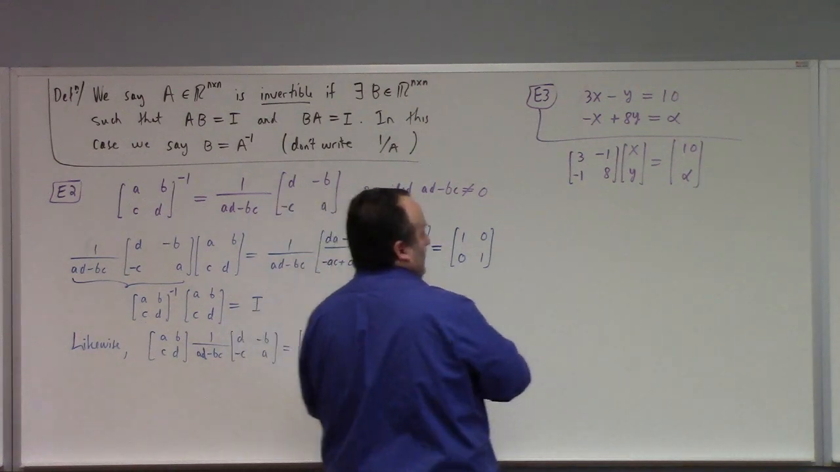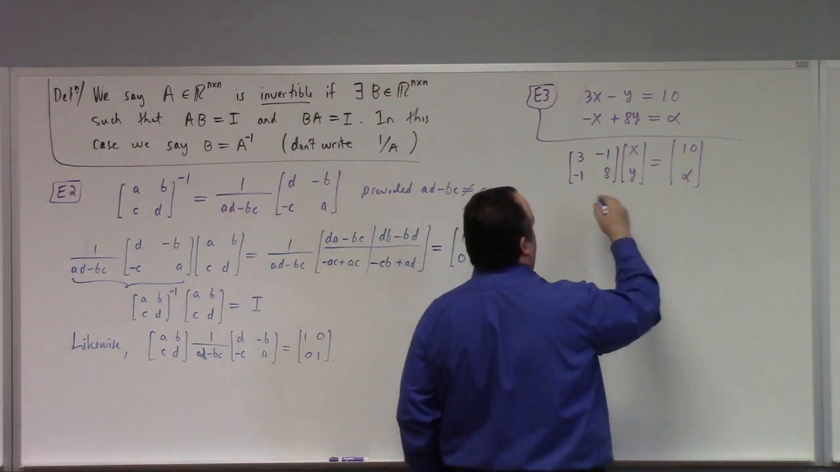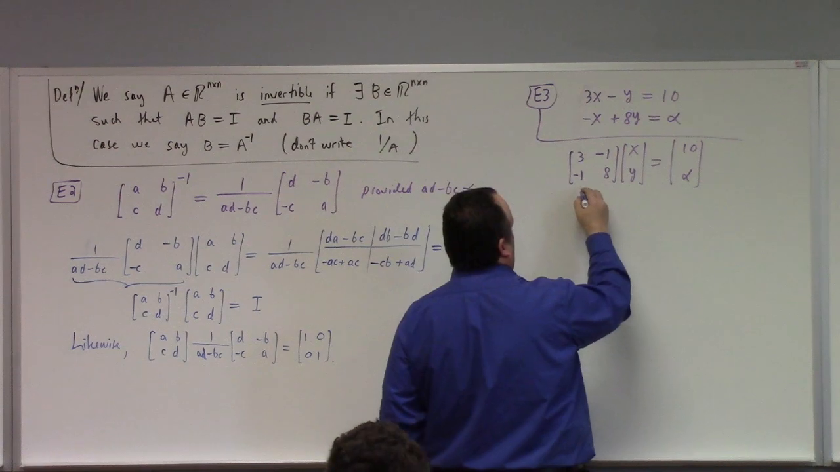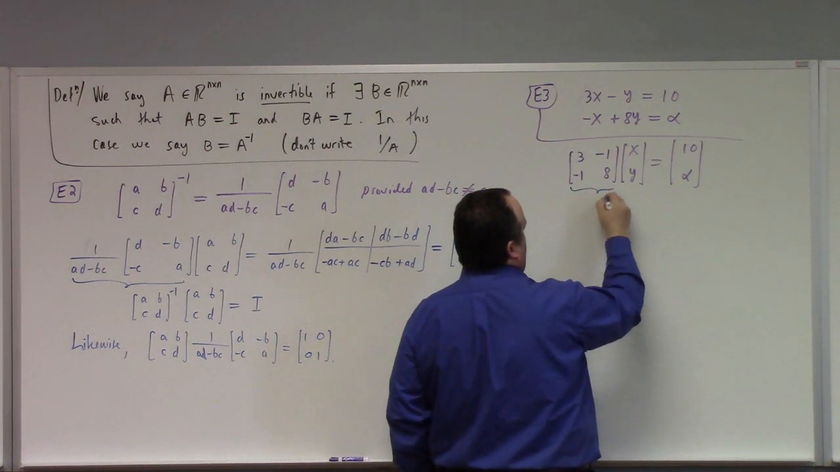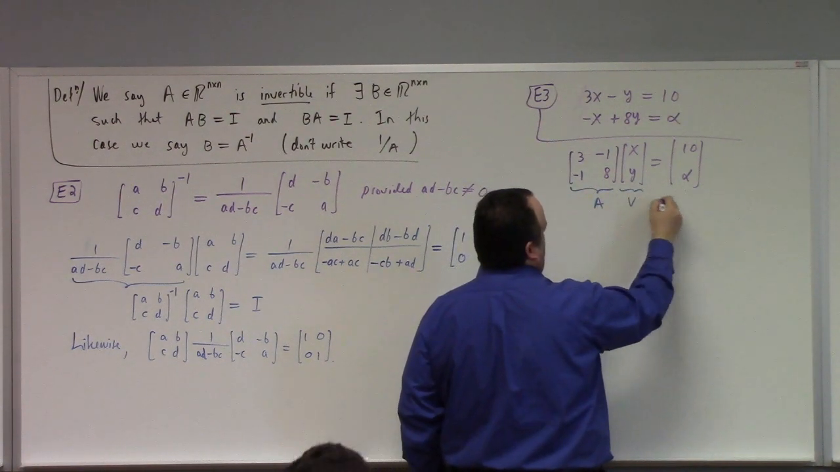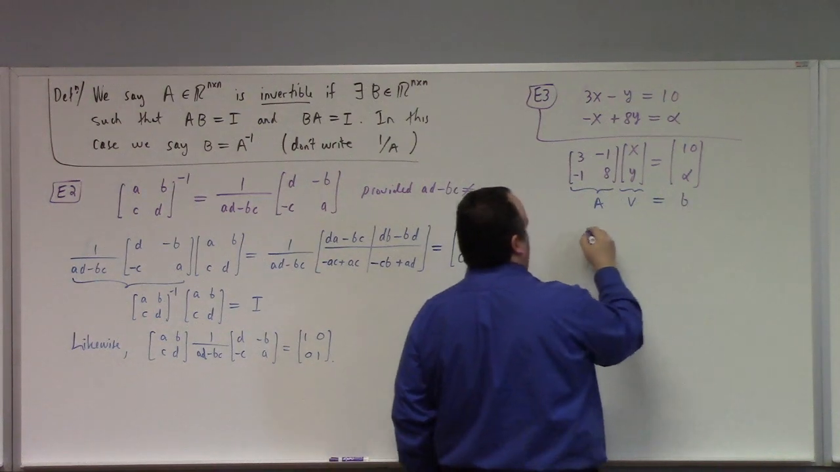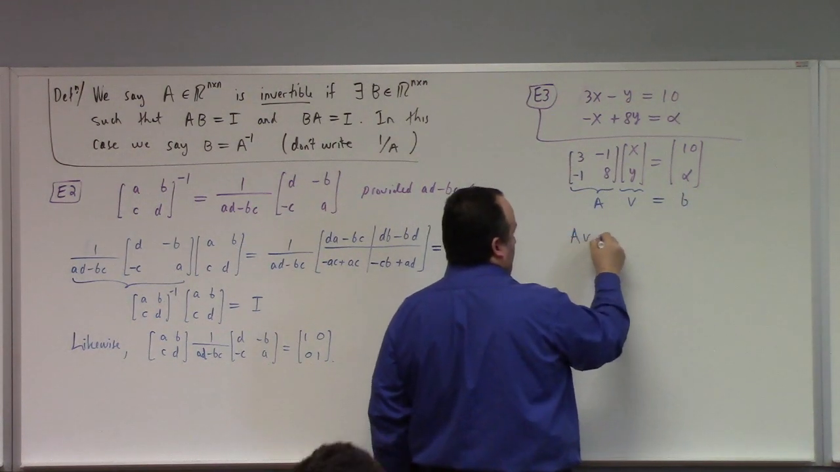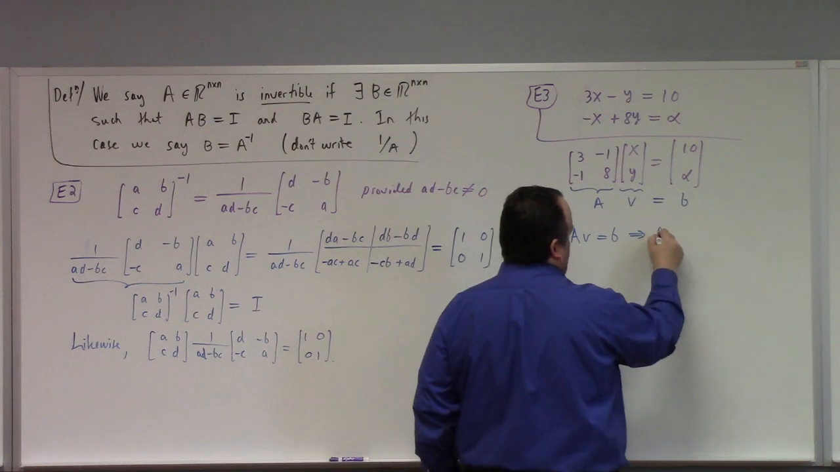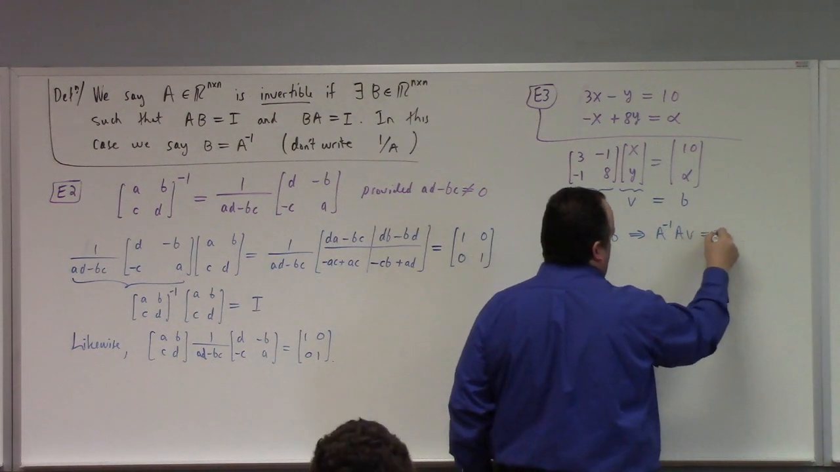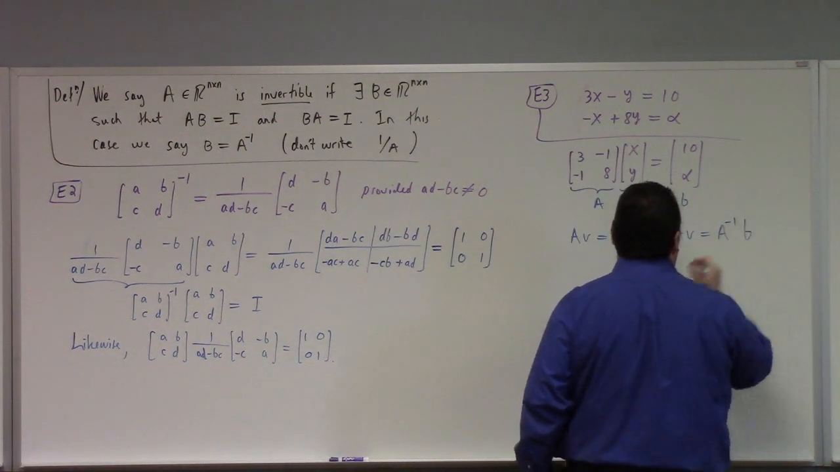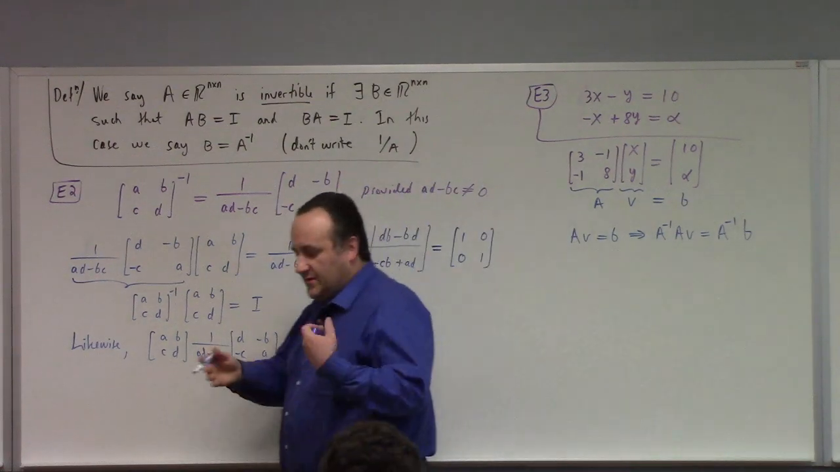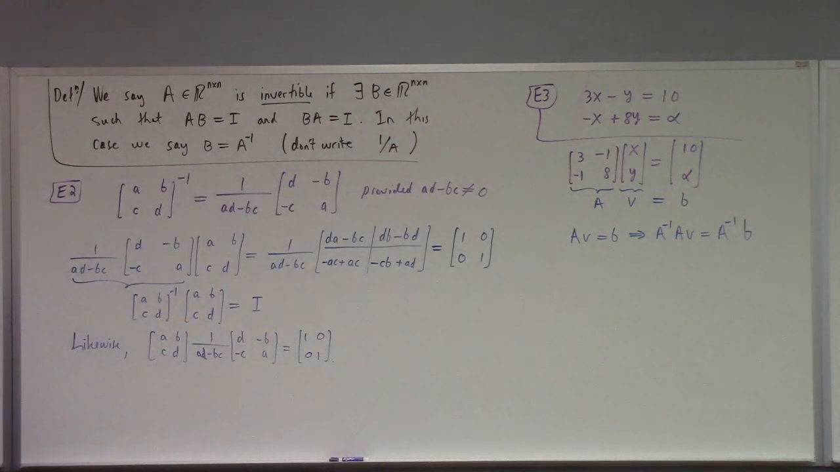So if I multiply this by the inverse matrix, let me rewrite this for a second. This is A, this is V, this is B. So if you have AV equals B, that says that A inverse A V is A inverse B. I can multiply both sides on the left by the inverse of A.